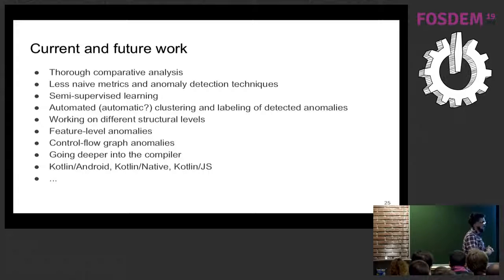We can look at different structural levels, not functions, but classes. On the other hand, we can look at feature-specific anomalies. For example, look for anomalies in loops, or in function signatures, and so on. We could look for anomalies in object interactions and some other ideas that were presented in the papers that I mentioned before. We can go deeper in the compiler and see which optimizations produce anomalies of any kind, and so on. And there's always Kotlin for Android, Kotlin Native, and Kotlin JS, each of which is a completely different world with different anomalies.